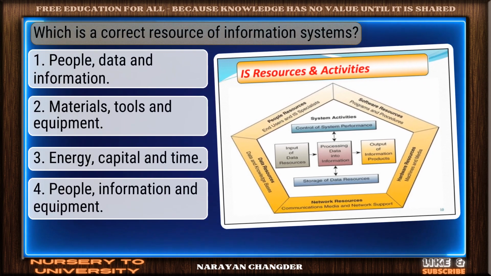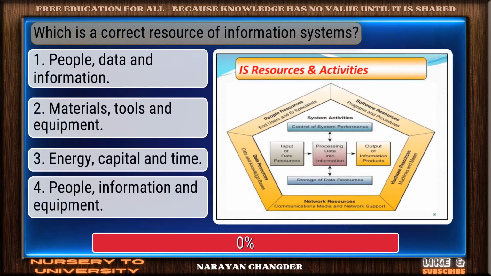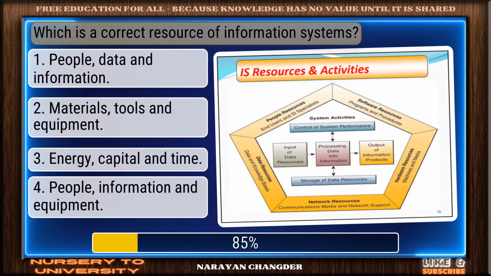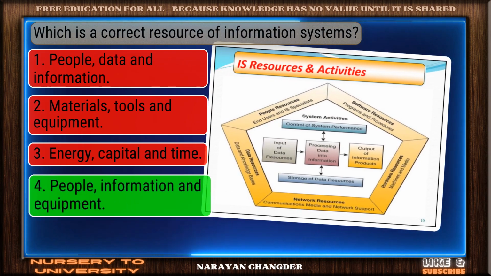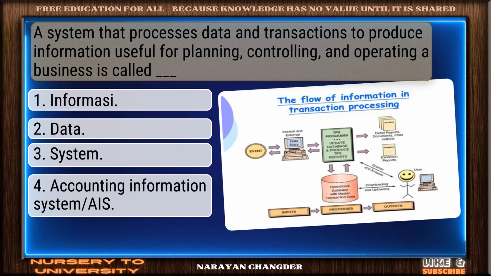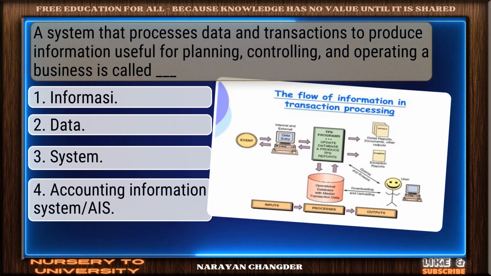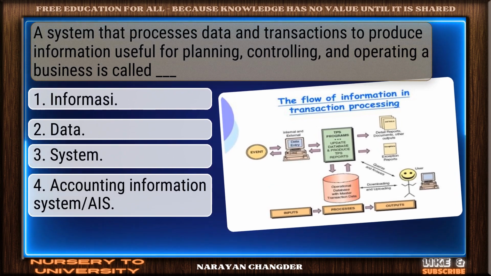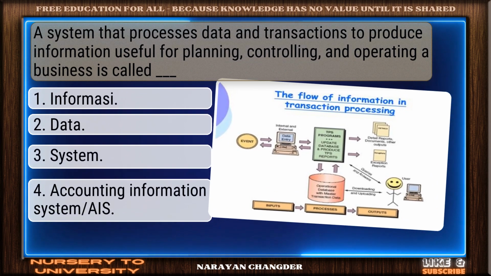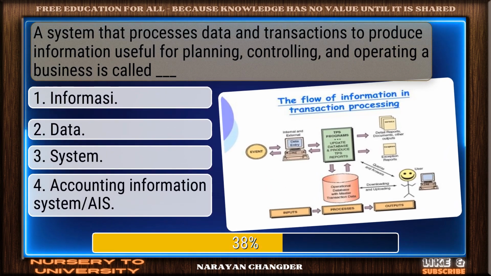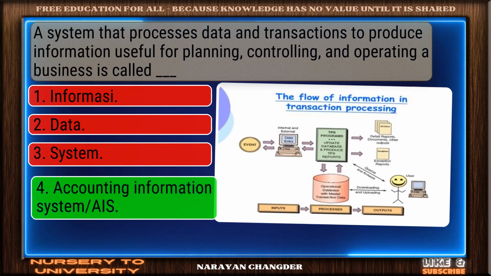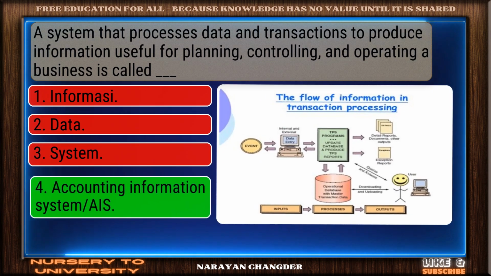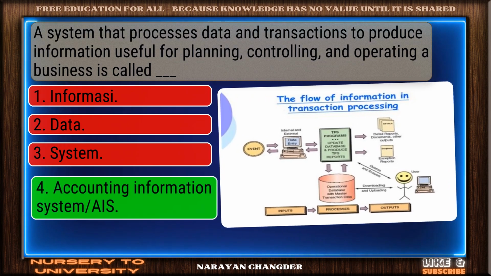Which is a correct resource of information systems? Valid point. People, information and equipment is true. A system that processes data and transactions to produce information useful for planning, controlling, and operating a business is called dash. Smart pick. Accounting Information System, AIS, is the correct choice.